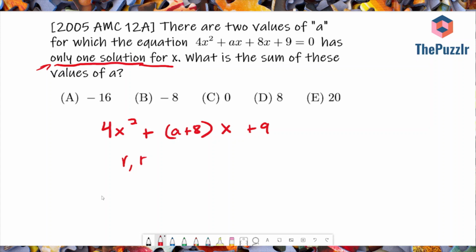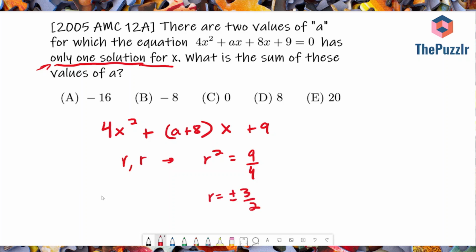So it says only one solution for x. That happens when they're double real roots, which is when the discriminant is equal to 0. But let's play around with this. So we have r times r, r squared, is equal to, from Vieta's, 9 over 4. So r is equal to plus or minus 3 over 2.